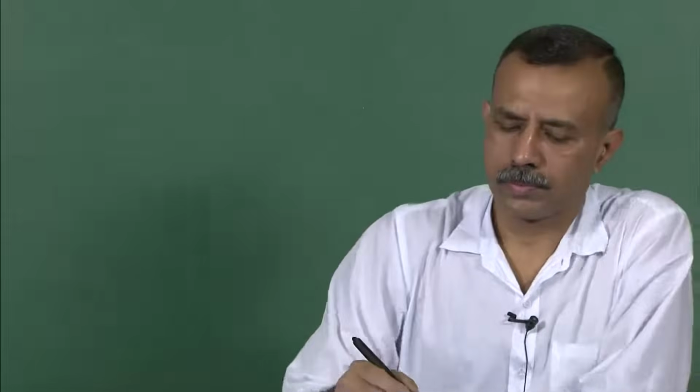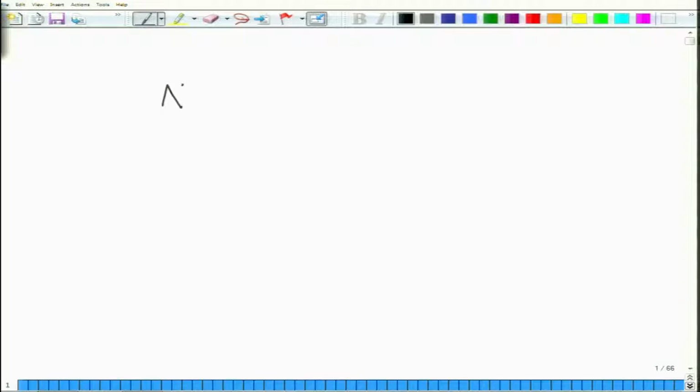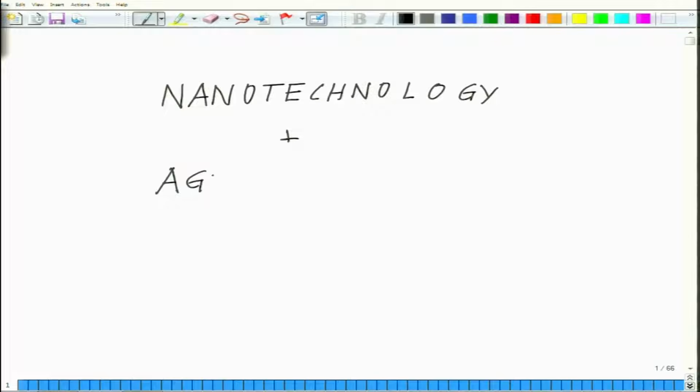So, essentially what we will be doing is nanotechnology. These are our keywords, and agriculture. Okay. So, when we talk about agriculture, we talk about multiple areas of agriculture. One is the crop.